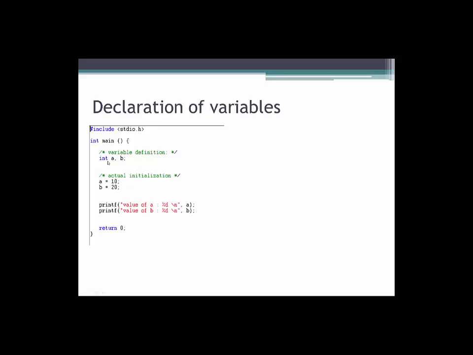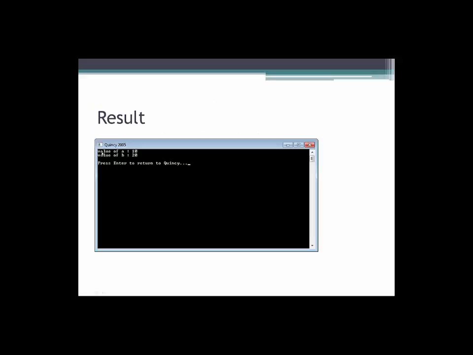Now we're going to declare a and b as integer variables and then assign a the number 10 and b equals 20. Then we're going to print the values of a and b on the screen. You will see the result is just like the values I assigned just now.